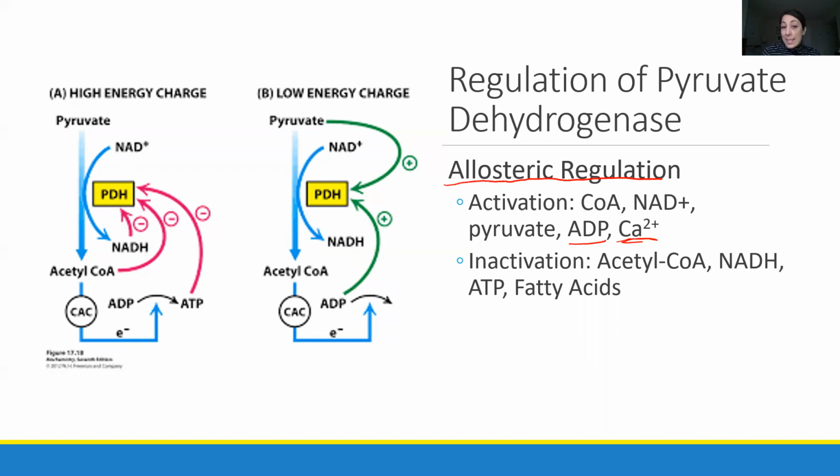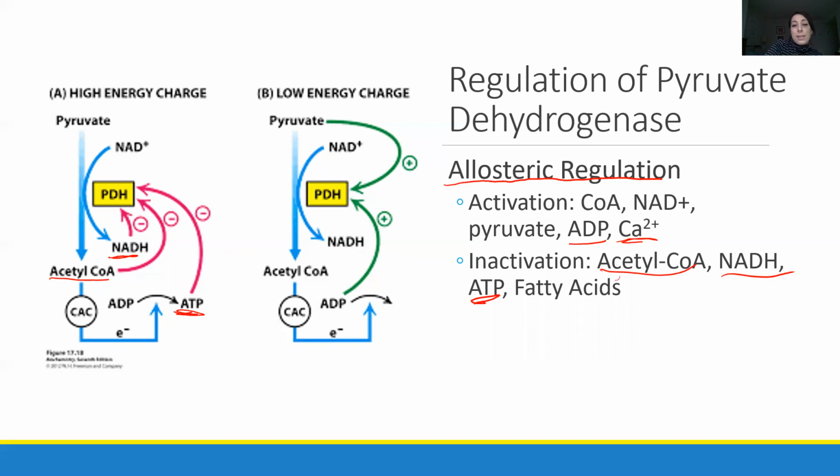Some molecules that are going to inactivate the pyruvate dehydrogenase are going to be products of it. They're going to say, hey, we have enough products. You don't need to keep making acetyl CoA. So acetyl CoA itself, if there's a lot of buildup of it, will say, okay, time to shut down. You've made a lot of acetyl CoA. NADH, which again is one of the products here, is going to signal. ATP, again, is a signal that we have built up a lot of energy down the line through using acetyl CoA. So we don't need to keep making acetyl CoA to make more energy.